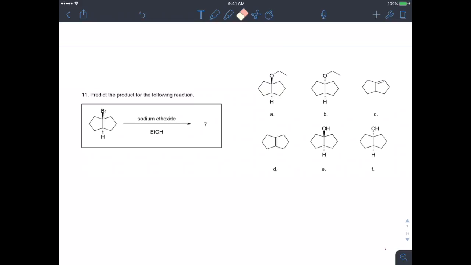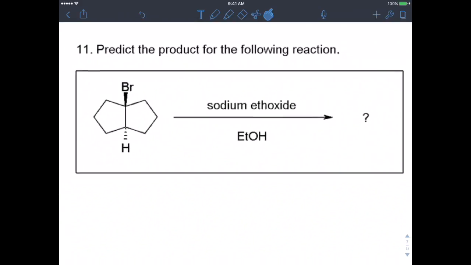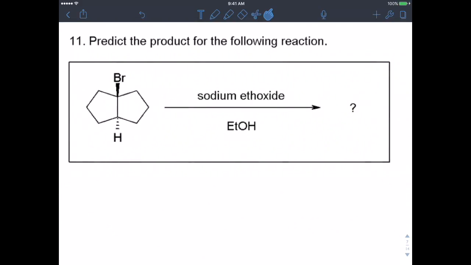Alright guys, we're going to go through problem 11, predict the product for the following reaction. And we have this reactant in this box right here. It's a cyclo compound with a good leaving group as our bromine. And we're going to look at the reactants to figure out what kind of reaction we have.